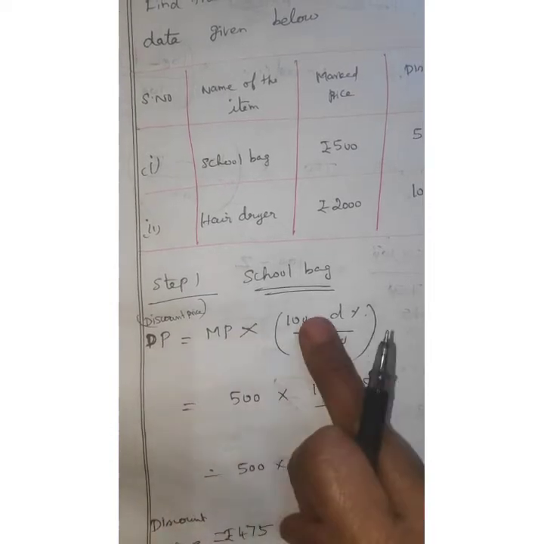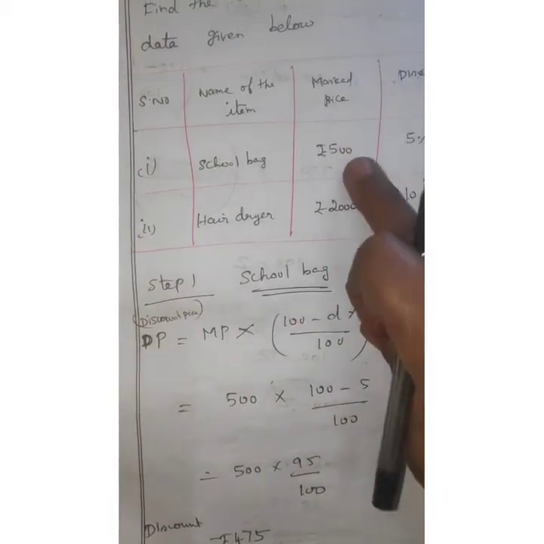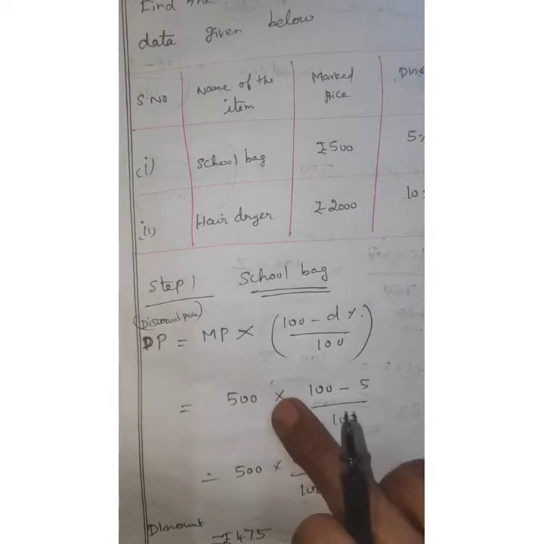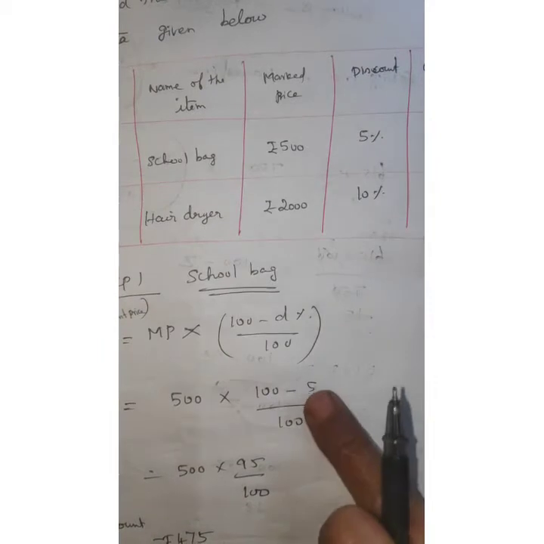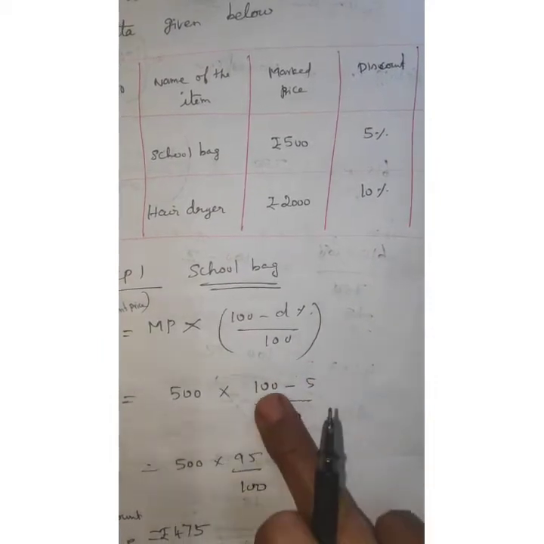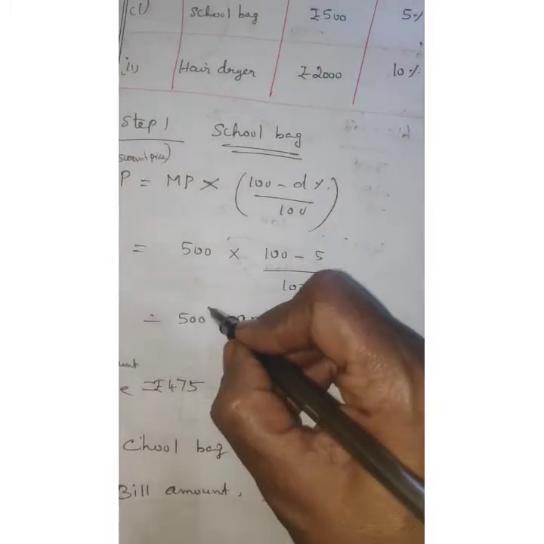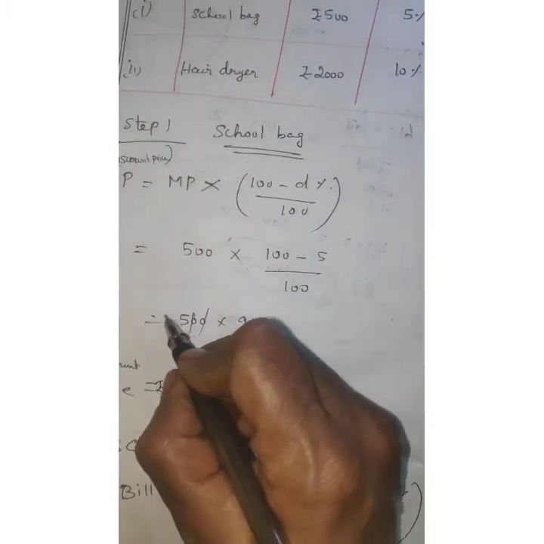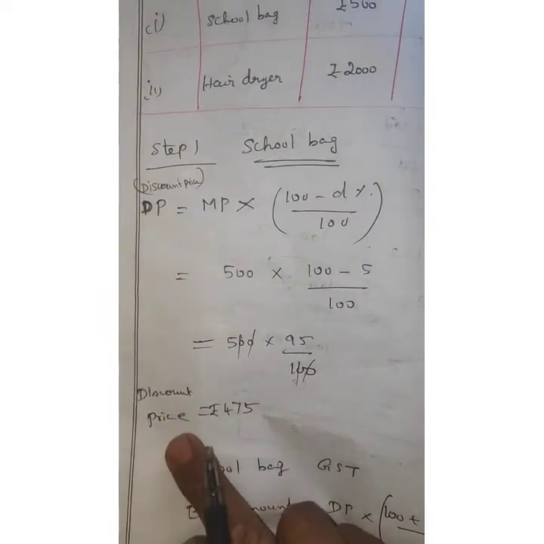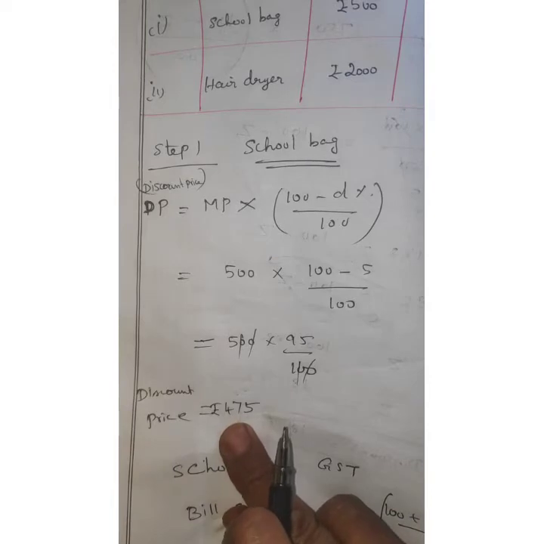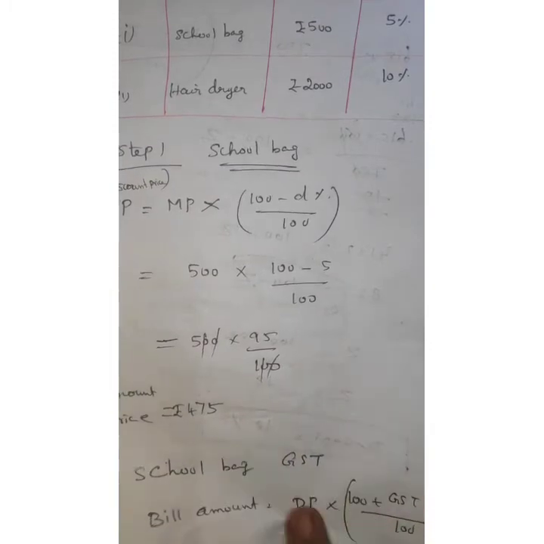market price into 100 minus discount divided by 100 is the formula. Market price value equal to 500 into 100 minus discount, which is 5%. So 5 divided by 100. 100 minus 5 is 95 divided by 100. Strike out the zeros. 5 into 95 is equal to 475 rupees. Now the discount price is 475 rupees. The school bag rate of 500 is given as 475.